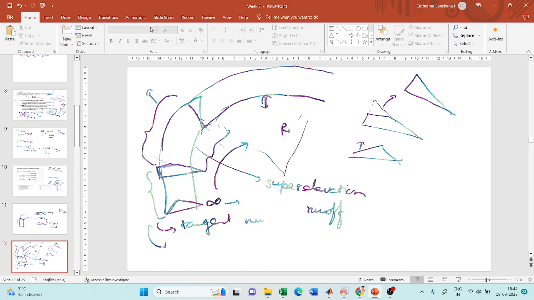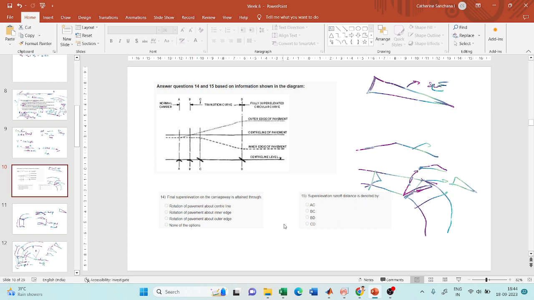Okay, so now they have asked you one question. We will see this 15th question first. Super elevation runoff distance is denoted by what? If you see here, at this point A, it has a camber like this. And after that, this has been made zero slope. You know that this distance is what we saw as tangent runout. It happens in the straight section. Now from this, it has to come to a slant like this.